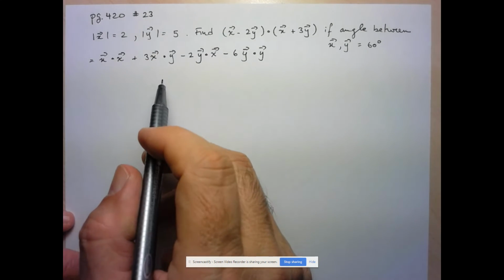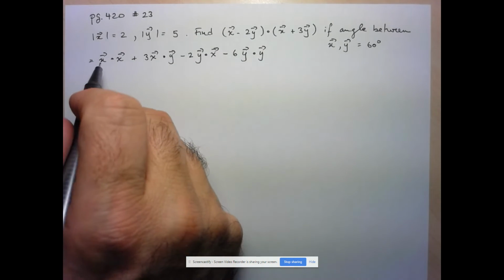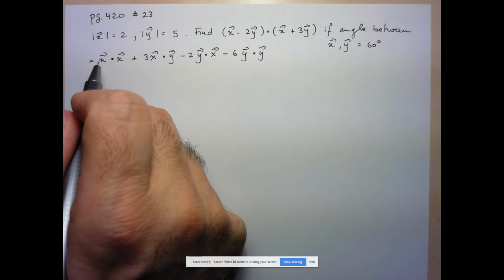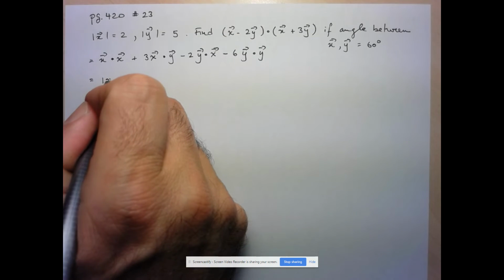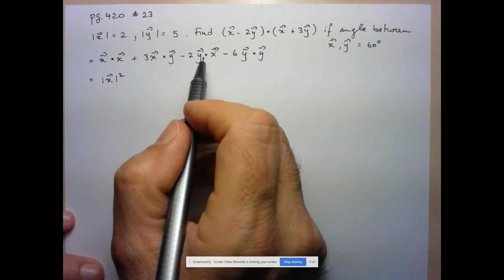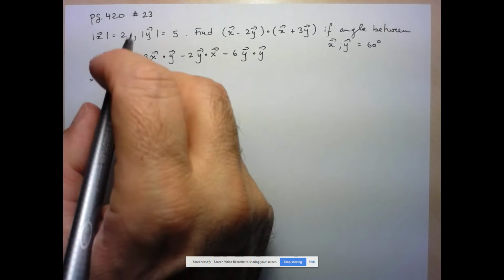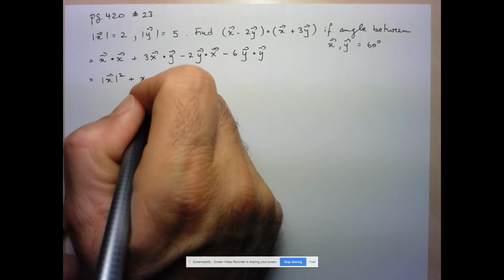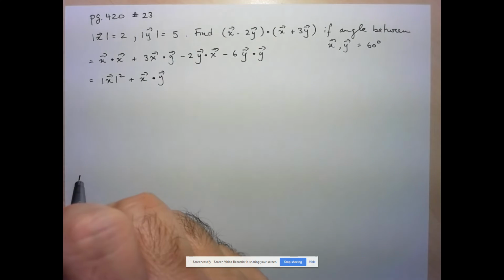While I now have 4 expressions, they're much easier to work with. One of the things we definitely need to know is that a vector dotted with itself is equal to the magnitude of that vector squared. So this is equal to the magnitude of x squared. We also know that the dot product is commutative, so these are like terms. So it's going to be 3 minus 2, so plus 1 x dot y, or y dot x, it doesn't matter which way we put it.